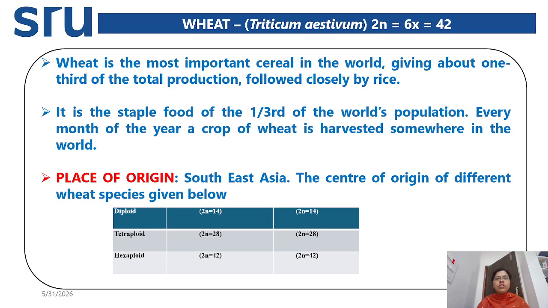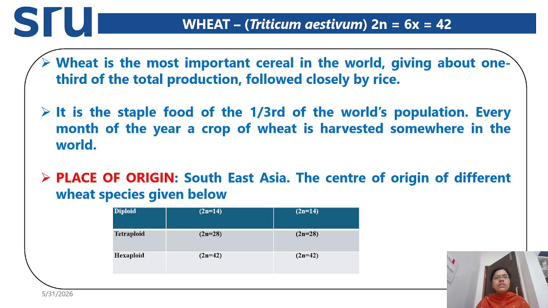First, we'll discuss the wheat crop. As we know, the scientific name of wheat is Triticum aestivum. It has the chromosome number 2n = 6x = 42. Here, the 6x is nothing but a hexaploid species. So, the chromosome number is 2n = 6x = 42.